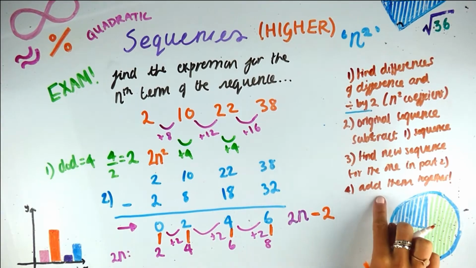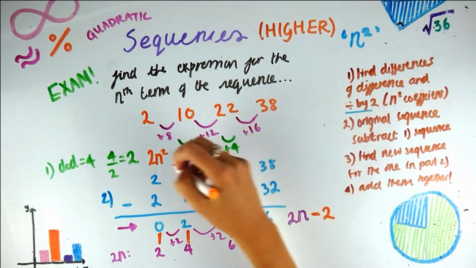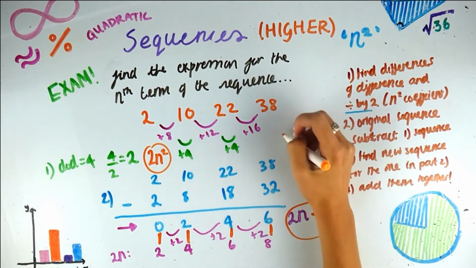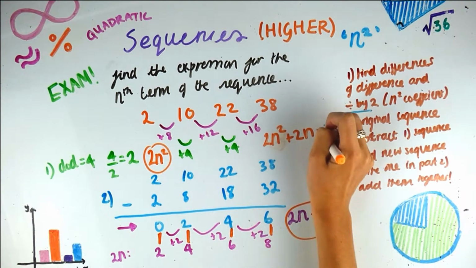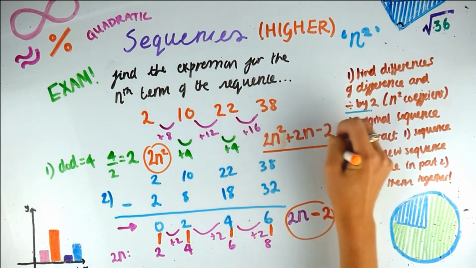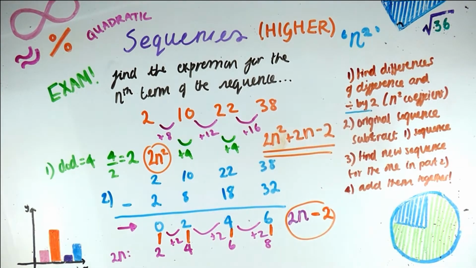So part 4, this is the easy part, we add them together, so our answer is this part plus this part, so 2n squared plus 2n minus 2. And that is your answer. So we're going to do another one of those.